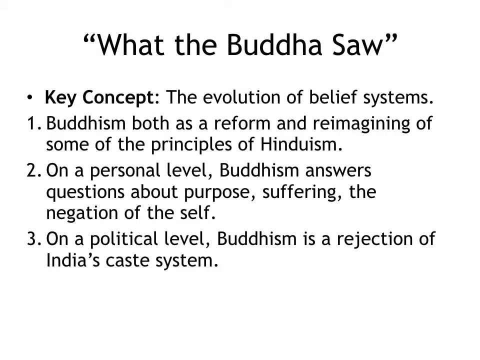The first reading of this unit is what the Buddha saw. And I picked this reading in part because it focuses in on Buddhism, which again is one of those three really key religious beliefs that spread all over the world. But the other reason I picked it is because it shows the evolution of how new belief systems come into place, because it starts us with a look at Hinduism and what Hinduism provided in ancient Indian society, and then it looks at how, from the beliefs of Hinduism, Buddhism comes about.